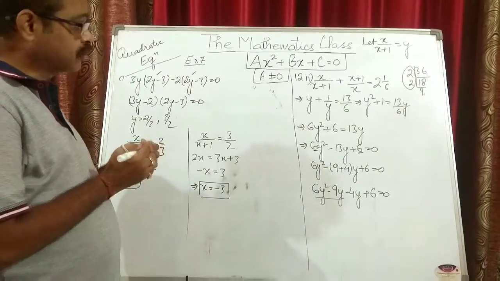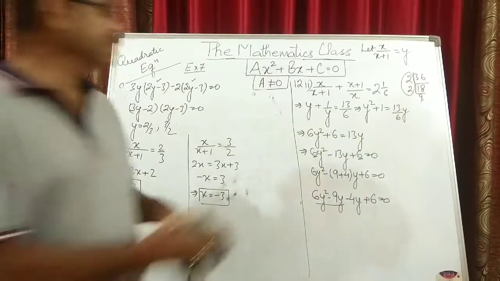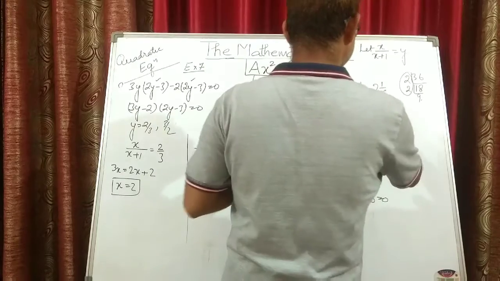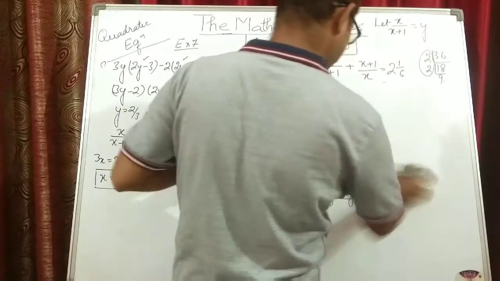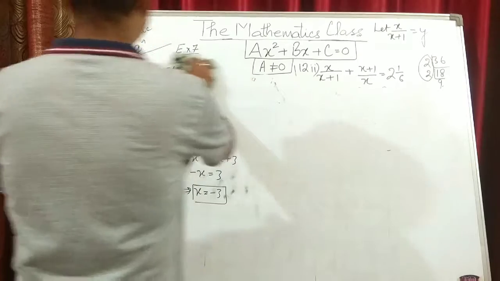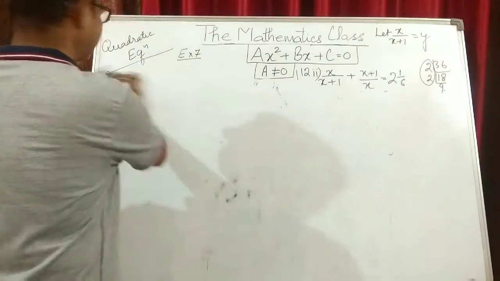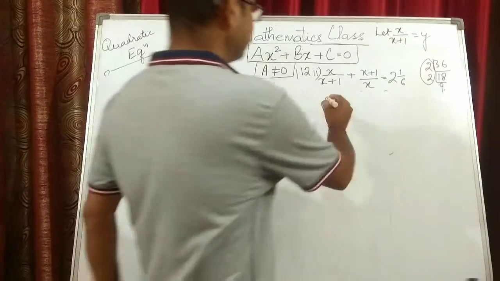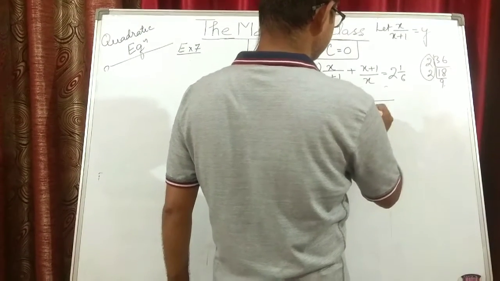Now we will solve the same question by the LCM method. So I am just writing this all. I'll show you how to take the LCM and then solve it out. So in this, let us take what will be the LCM. LCM will be x into x plus 1.